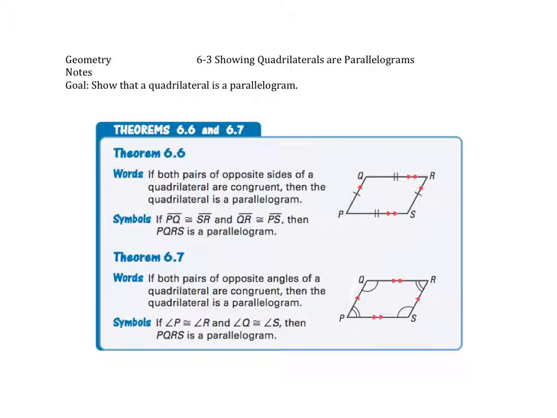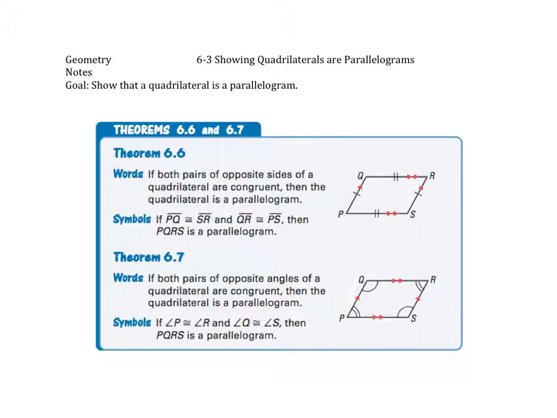In 6.3, we're going to do the converse of what we did in the last lesson. In this case, we are going to have a quadrilateral, and we're going to look for those properties to say that that quadrilateral is a parallelogram, instead of the other way around, where we had the parallelogram first and then showed the properties.